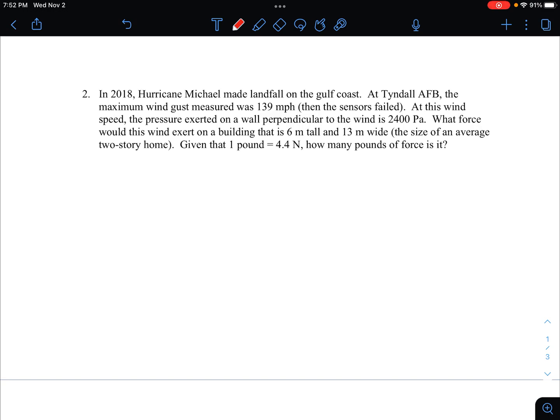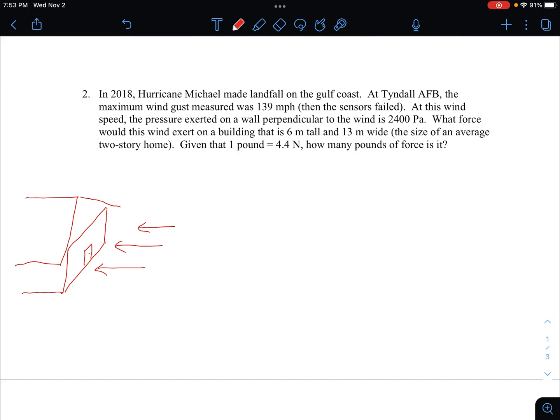So first, let's just sketch this problem out. We're looking at the side of a building like this. So this is the side of a house. The wind is coming in this direction right here, perpendicular to the house. And so here's the rest of the house. All right, and then we want to know what is the load on this house.